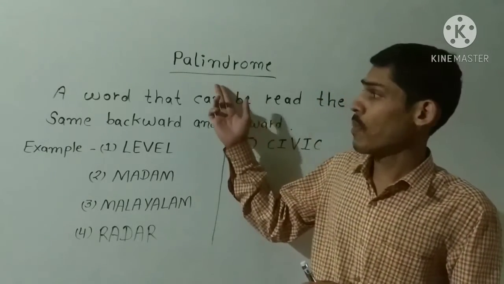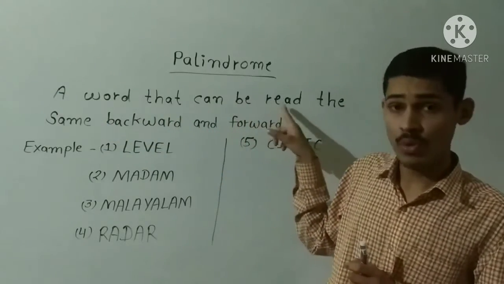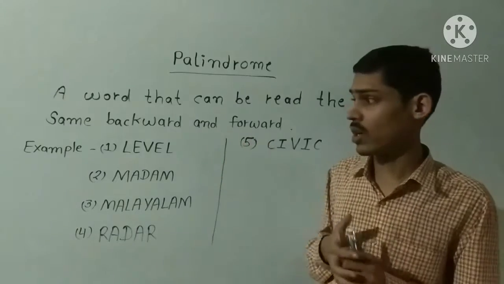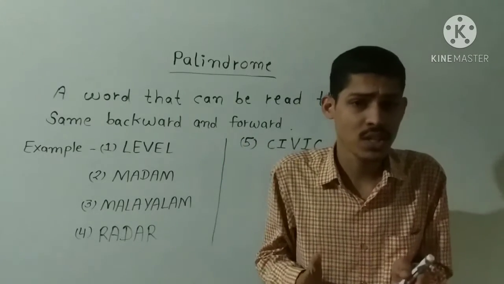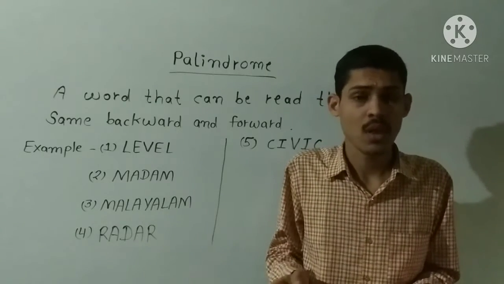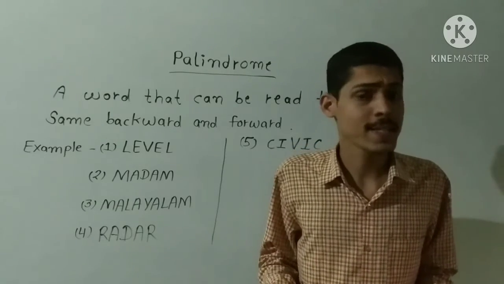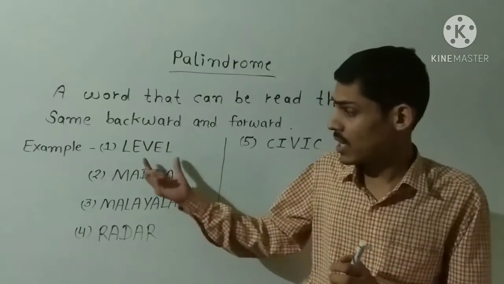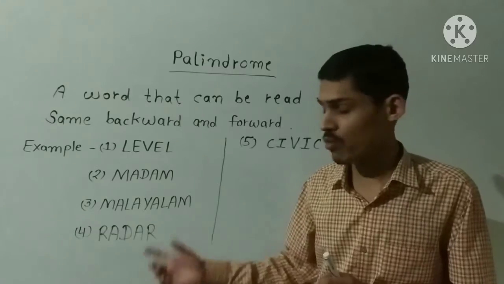So guys, palindrome means a word that can be read the same backward and forward. Guys, a word which can be read backward and forward, that is called palindrome. No worries guys, you will understand with the help of examples. I have written here 5 examples and I will be talking about them one by one.